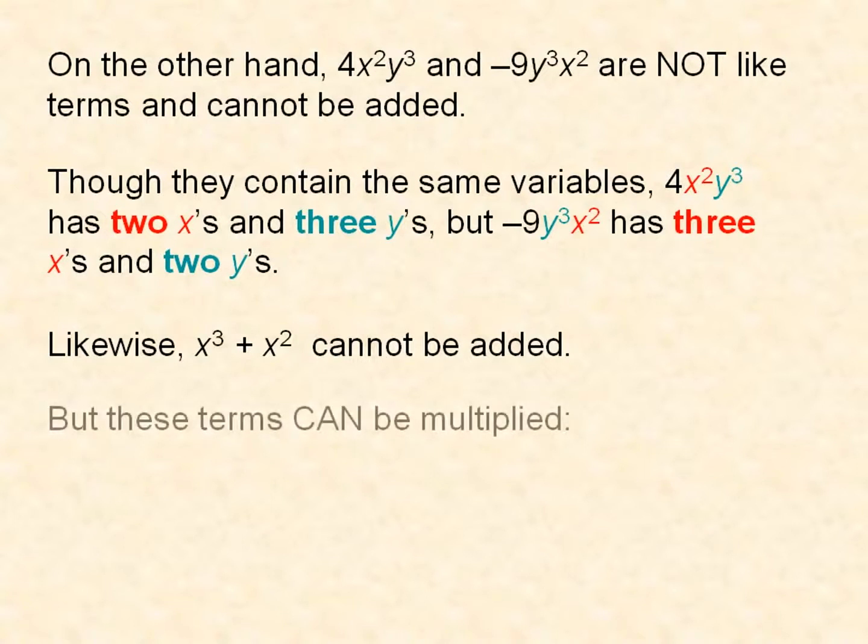But those terms can be multiplied. x^3 times x^2 is x to the 3 plus 2, which is x^5.